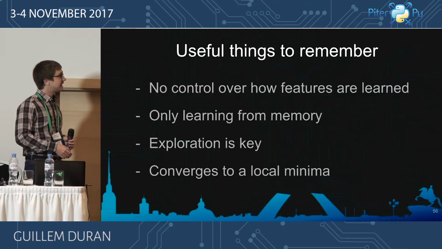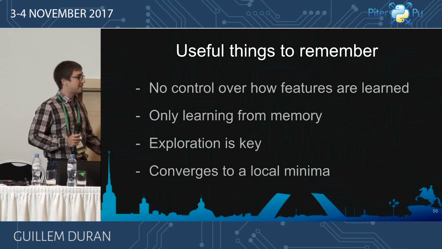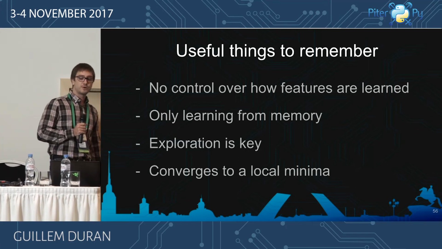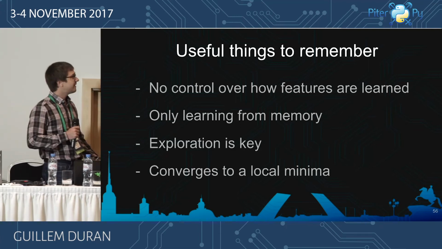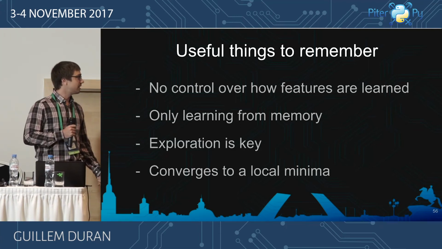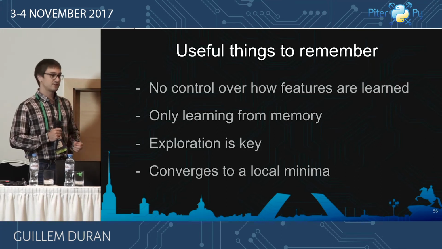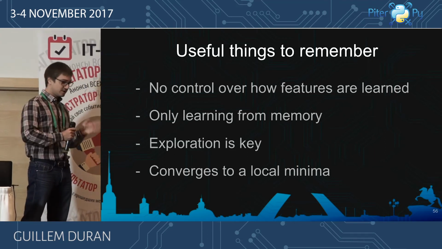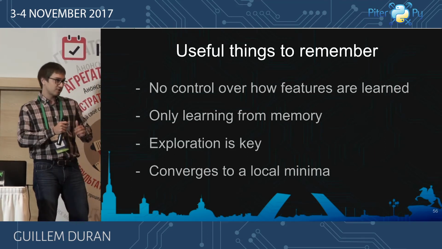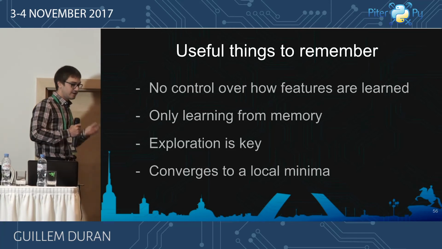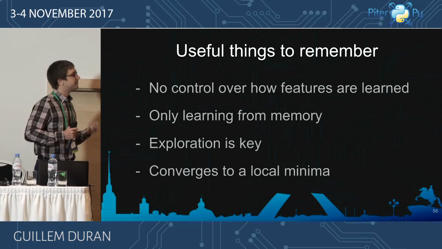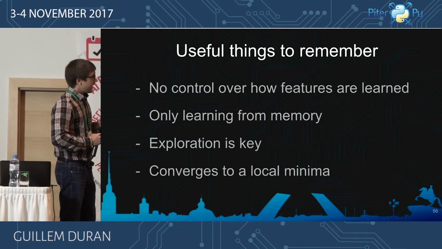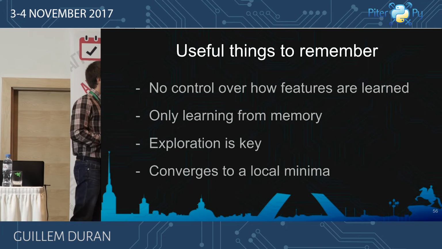So here are a few things that turn out to be useful to remember when trying to tackle a reinforcement learning problem. First, it's important to know that we have almost no control on how we're learning the features. For example, when using policy gradient, we are just encouraging or discouraging actions, but we are not caring about how the network is learning to discern your preferences. So in that sense, we are kind of blind. And two points come somehow together.